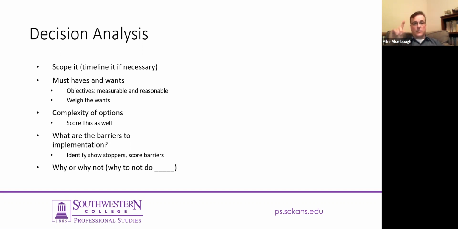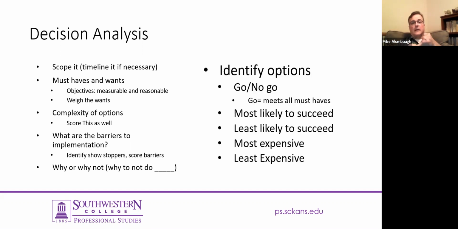Ask yourself this question: why do we want to do this, or why do we not want to do this? That should be how you wrap things up in terms of making decisions. Identify your go, no go, identifying all of your must-haves, organize it in terms of what's most likely to succeed, what's least likely to succeed, what's most expensive, and what's least expensive.